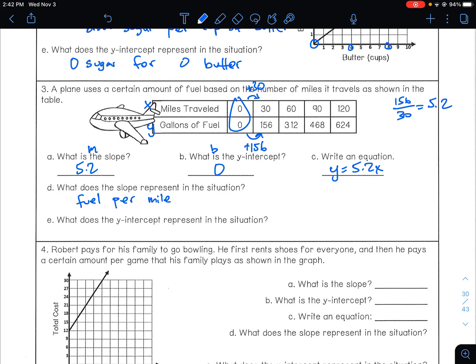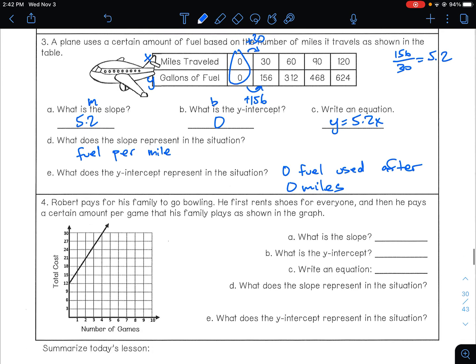And the y-intercept is 0 fuel used after 0 miles. So no fuel if you don't travel any miles.